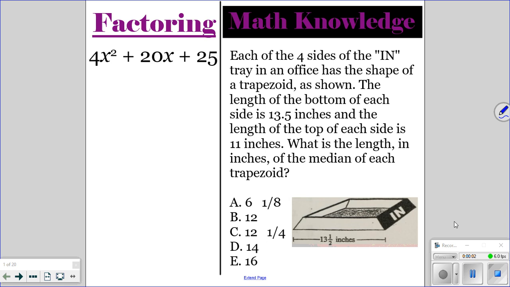All right, so y'all go ahead and do the factoring and the math knowledge question for today. Pause the video, and then once everyone is finished, you can unpause the video, and I'll go over the correct answers. So for the factoring, you're going to want to do remove, replace, reduce.